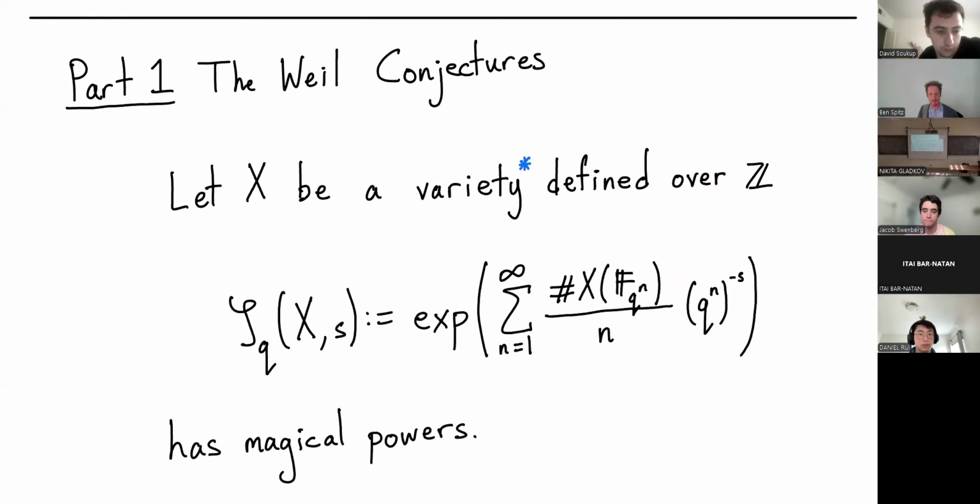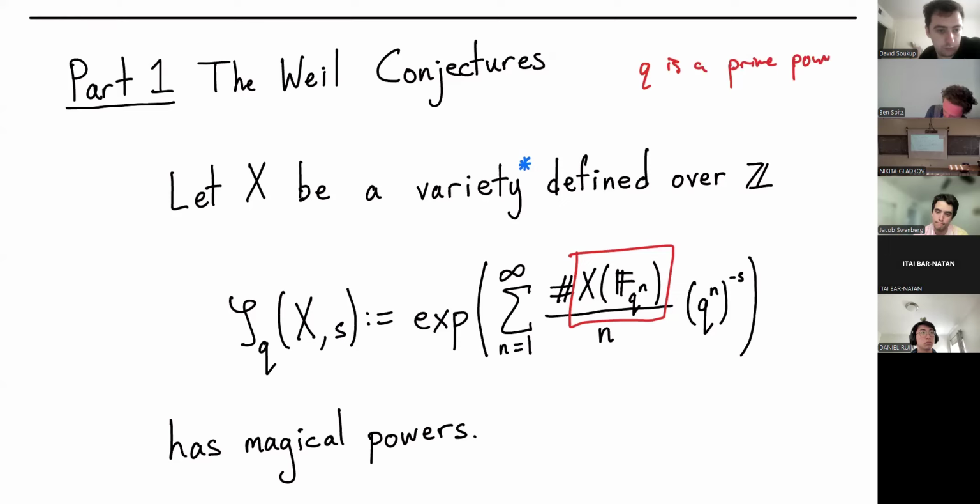But more or less, we're going to take whatever this guy is, and then I can think about the number of solutions to that system of equations over a finite field. That's this guy here. X of F_q^n is the set of solutions of X over the finite field with q^n elements. And here, q is a prime power. I'm just going to fix this number q for the rest of the talk. There's some number p, and p is prime, and q is p to the n, and q is not going to change. We're going to have the same fixed q for the rest of the talk.